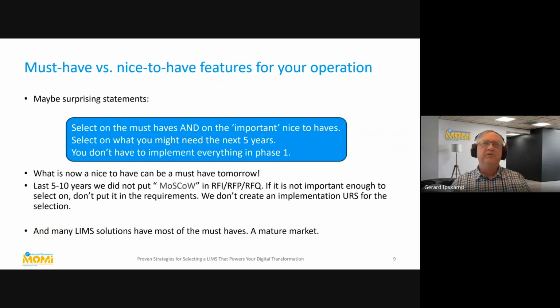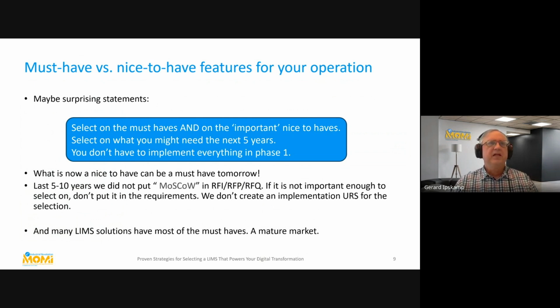But you don't have to implement everything in phase 1. So when I say the 120%, I always say, if you implement in phase 1 70%, on budget, on time, then you have done a perfect project and you are probably best in class. So that's why we say select on the must-haves and the nice-to-haves that you think are important, because the nice-to-have from now can be a must-have of tomorrow. It's not the first time that we would see that.